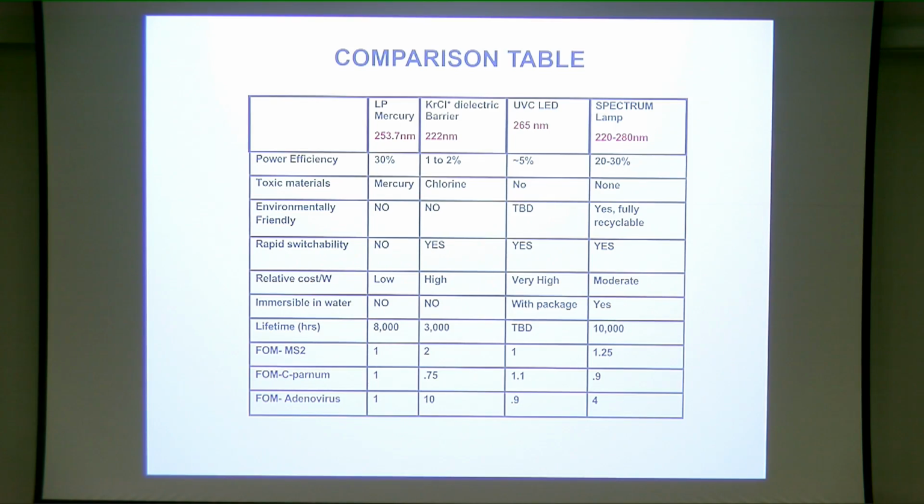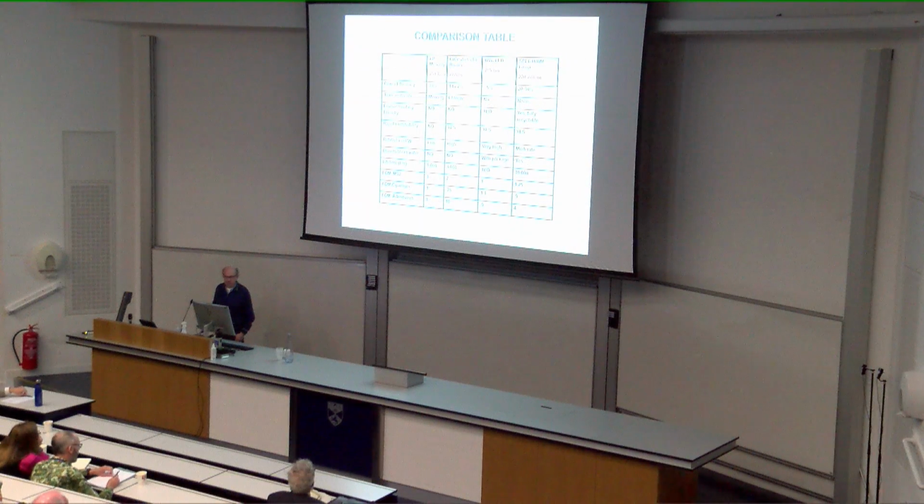Toxic materials: the spectrum lamp is fully non-toxic and fully recyclable, so it has no negative environmental effects. All of the lamps except mercury can be controlled electronically. Typically they can be dimmed, turned off and on very rapidly.